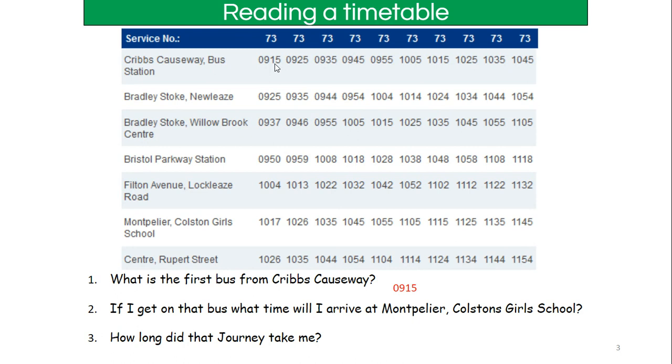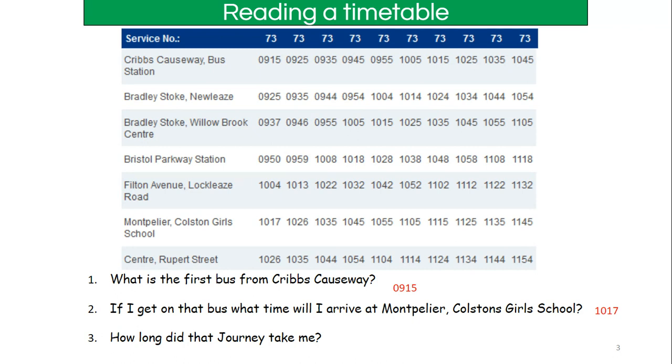Question 2, if I get on that bus, what time will I arrive at Montpellier Colston Girls' School? So we're looking at this bus here, the first column. I want to know what time I will arrive at Montpellier. So I look down my timetable and I realise this is the station we're talking about. So I should arrive at 10:17. So we start at 9:15 and we arrive at 10:17.